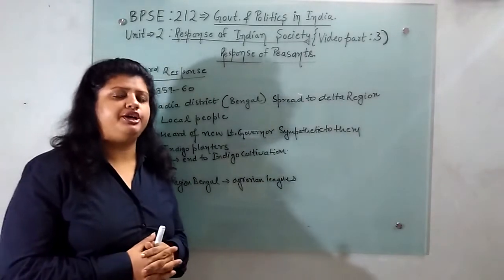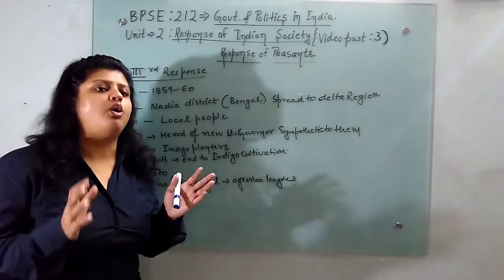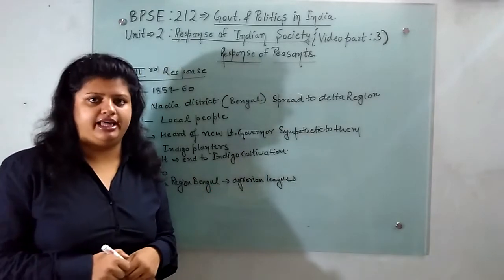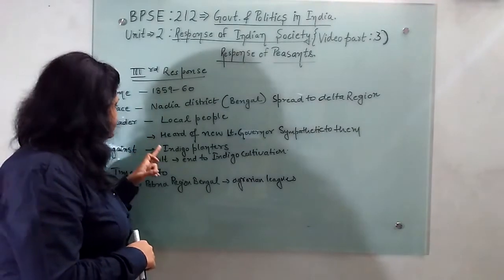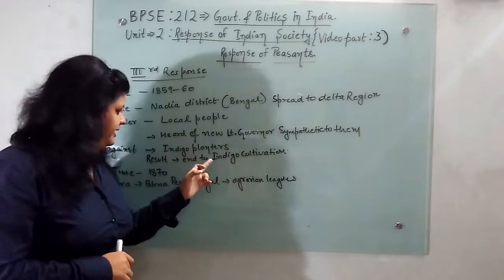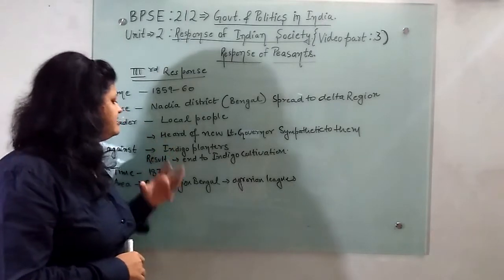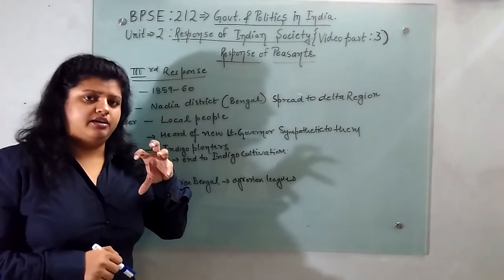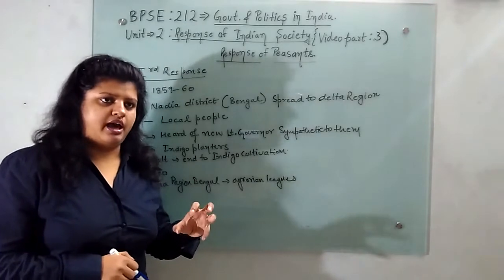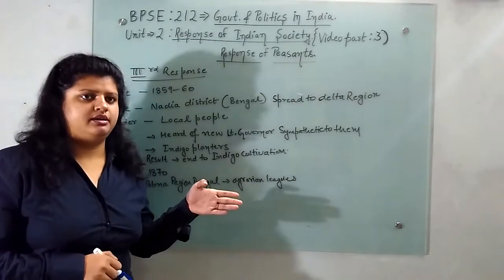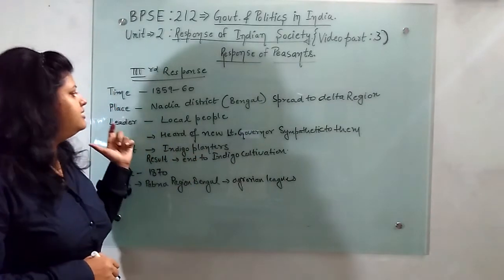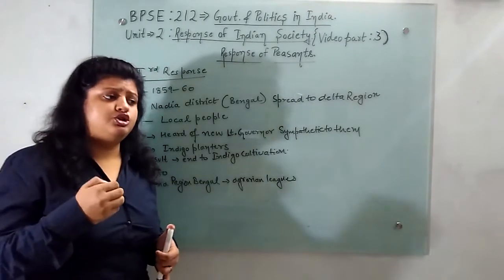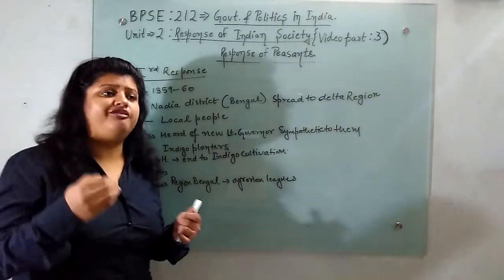In the previous video, I already told you about the ill effects of indigo on farmland, due to which farmers don't want to grow indigo in their farms. So this was particularly against the indigo planters, and the result of this revolt is that the indigo planters were forced to leave Bengal. The enthusiasm of the local people helped them to fight these wrongs.